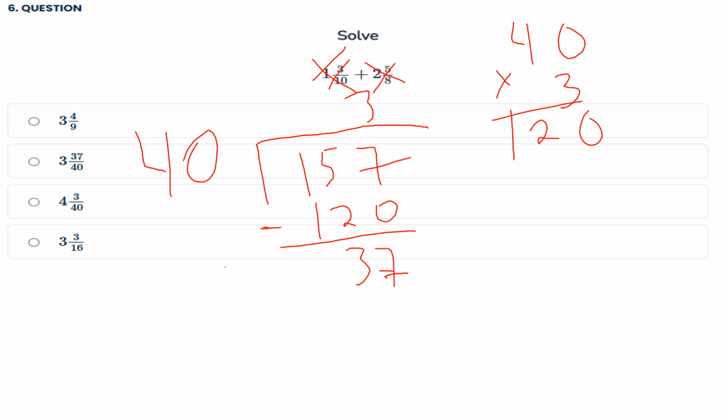So now we can do a mixed number. So the mixed number is going to be 3, and we take the remainder, 37, and the denominator stays the same. So our answer for this question is going to be this one.